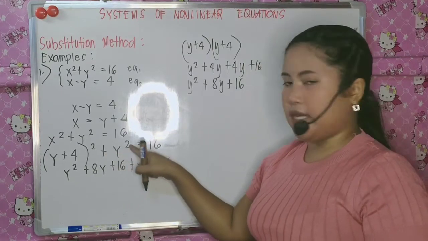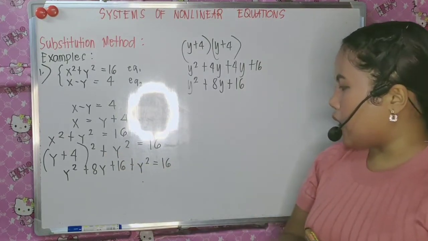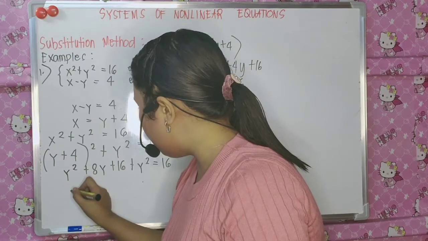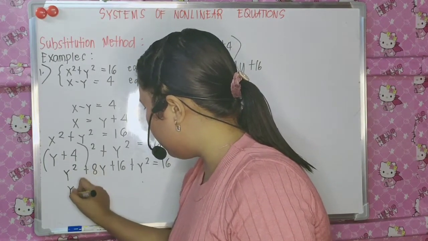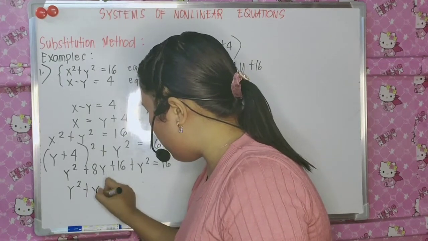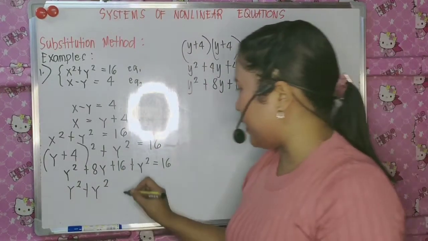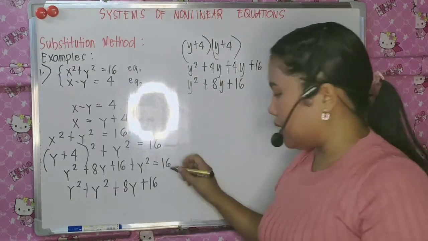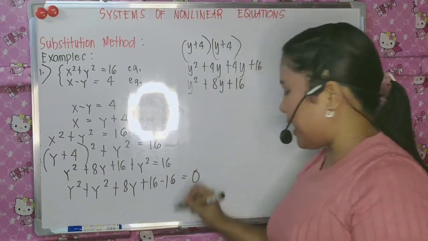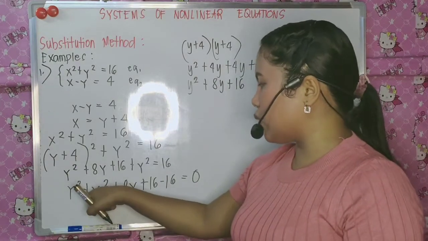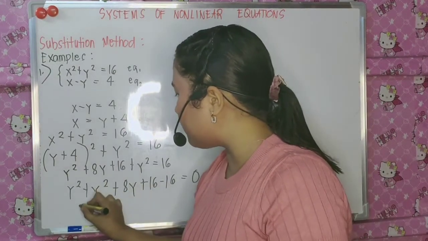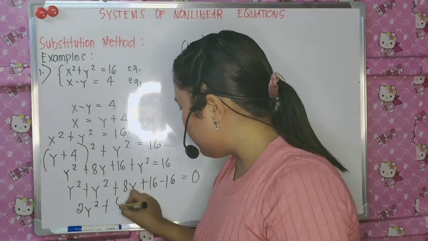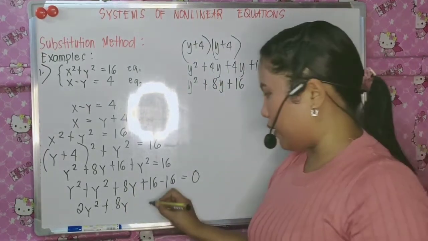Then, kopyahin natin dito yung y squared. So, plus y squared equals 16, okay? Ilagay natin yung 16 sa left side. Pagsama-samahin natin yung dapat pagsamahin: y squared plus y squared, plus 8y, then plus 16. Since positive 16 magiging negative 16, then equate natin siya sa 0. Next step is y squared plus y squared. Since may katabing 1, so 1 plus 1, we have 2y squared plus 8y. Then, 16 minus 16, of course, equal to 0.